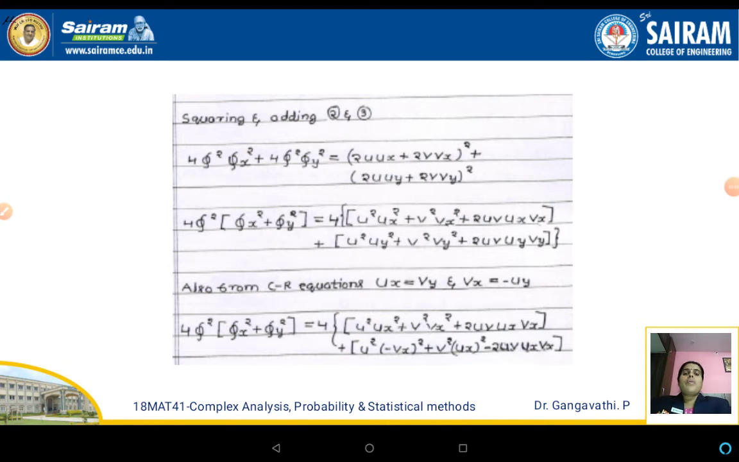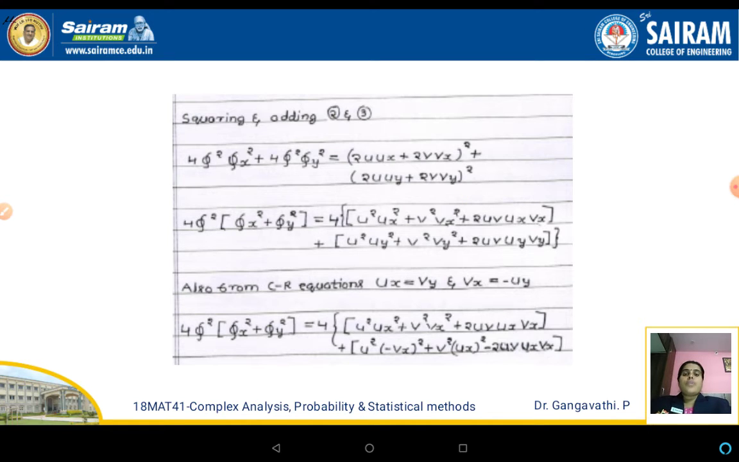So now square and add equation 2 and equation 3. When we square equation 2, we get 4 phi square phi x square plus 4 phi square phi y square. And on the other side also we have to square. So when we square equation 2, you get (2u ux plus 2v vx) whole square, plus equation 3 gives you (2u uy plus 2v vy) whole square. We have squared equations 2 and 3, and added them.